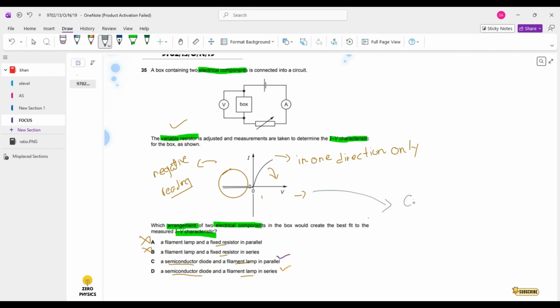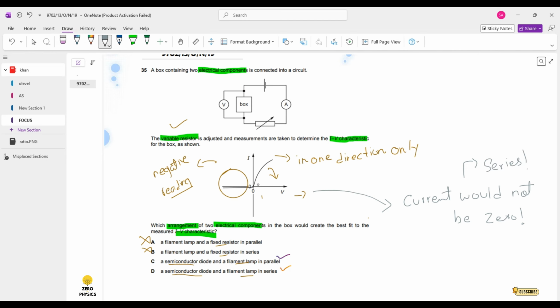If this was in parallel, the current would not be zero, right? But here the current is zero. For the negative reading of voltage, the current is zero. In parallel, the current would be flowing like this or like this as well, right? But here, this is not the case. So, the first symptom is of being series but not parallel.